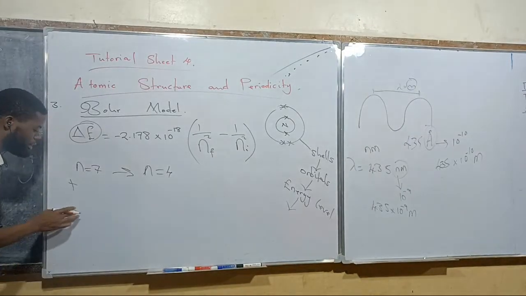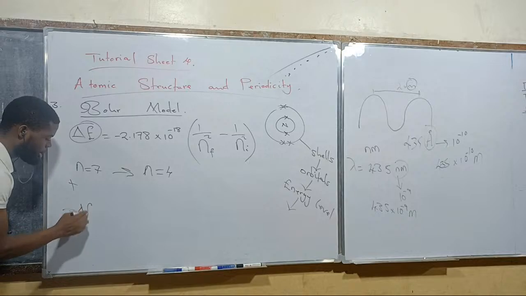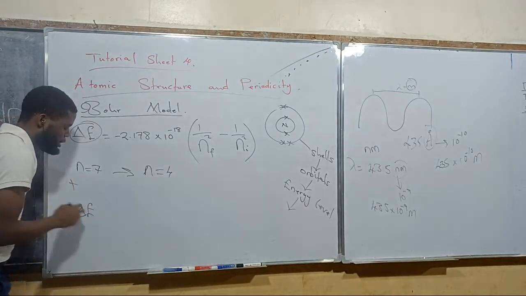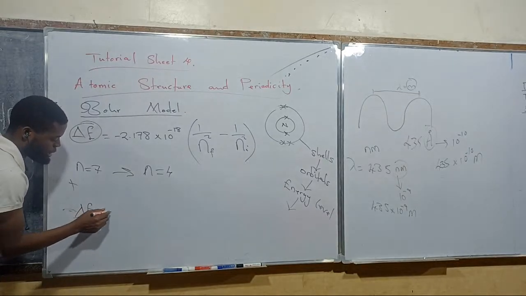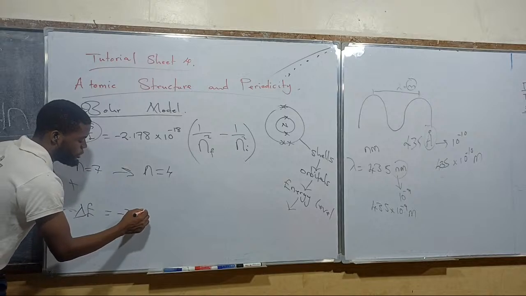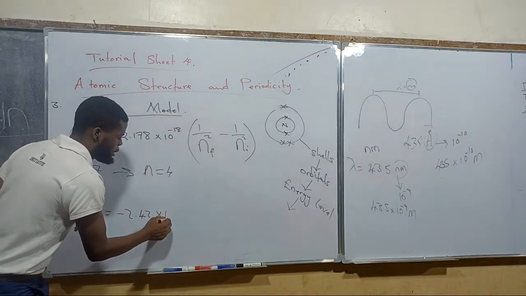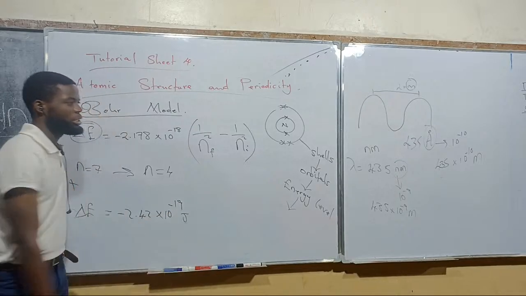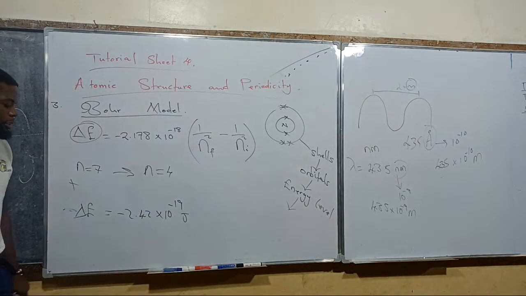So if you want to know that what you're doing is the right thing, in most cases, if you're moving from a higher energy level to a lower energy level, you're going to get delta E equal to maybe negative 2.42 times 10 to the power negative 19 joules. Energy is measured in joules.